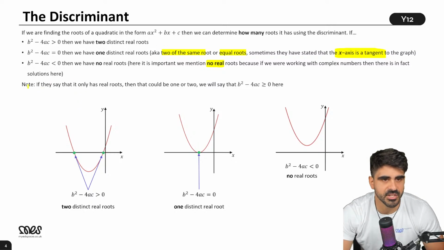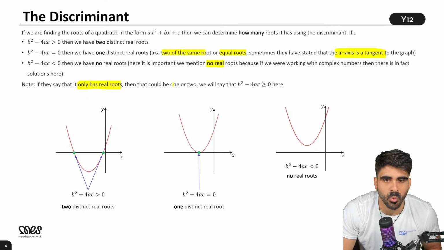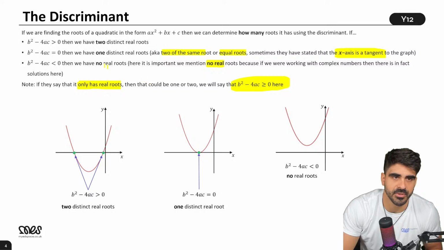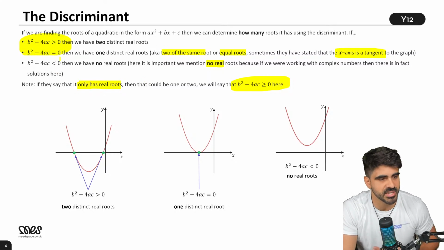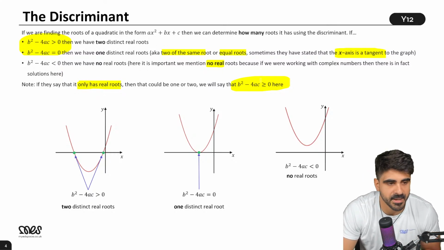Okay, here's a note. If they say that it only has real roots, then it could be 1 or 2, yeah? b squared minus 4ac is bigger than or equal to 0. That's these two combined. Because if we're saying it has real roots, we're just saying it has roots. We're just saying it crosses the x-axis. So it could be bigger than or equal to 0. Yeah? Distinct just means different. Real just means on the number line.